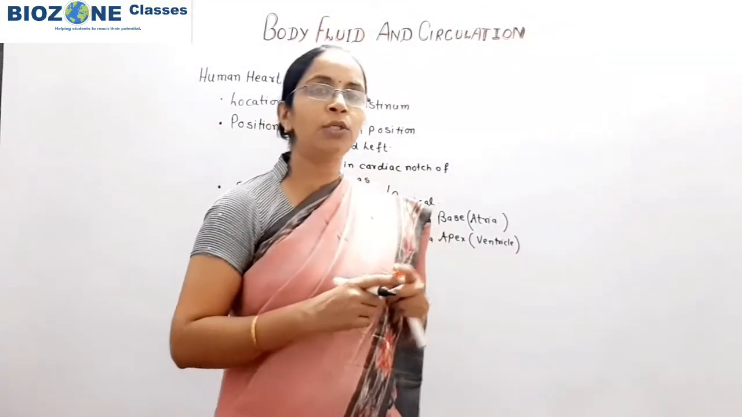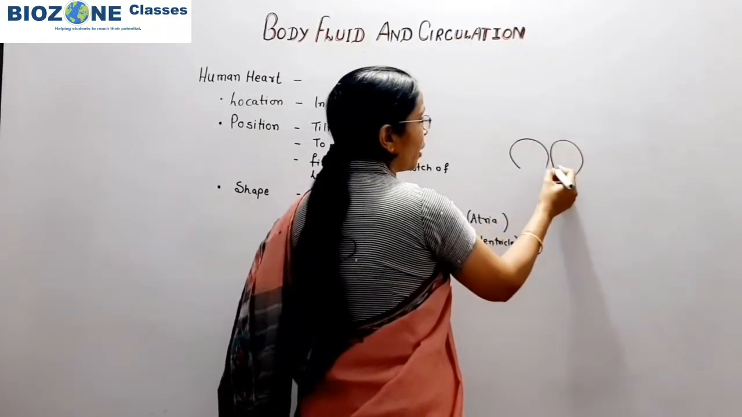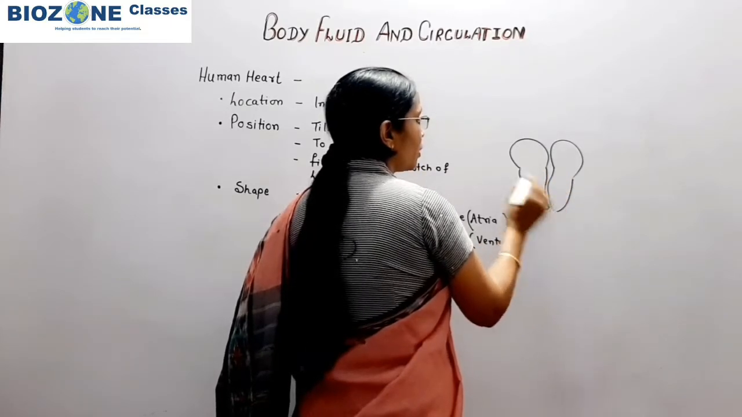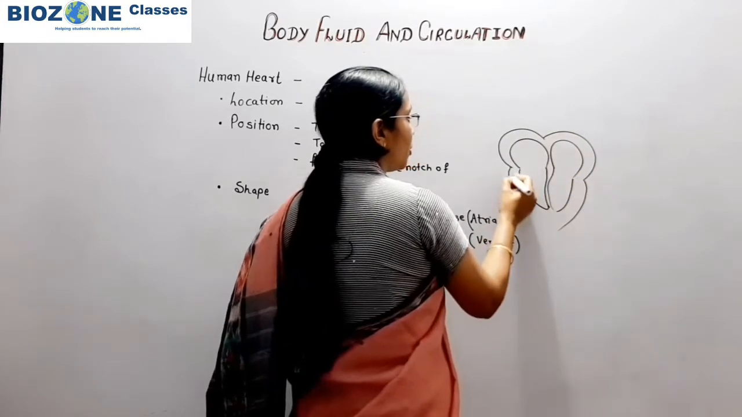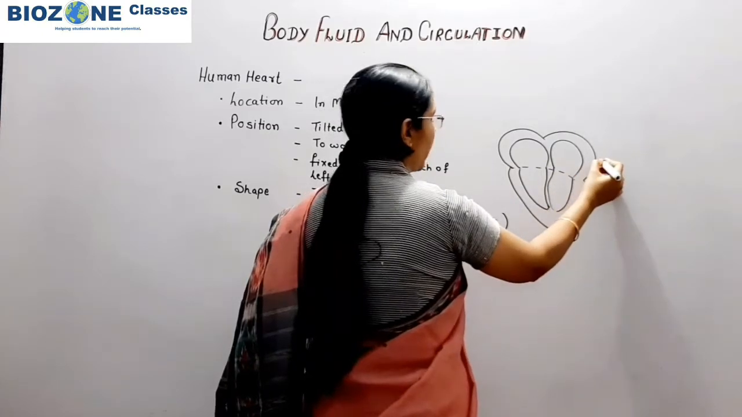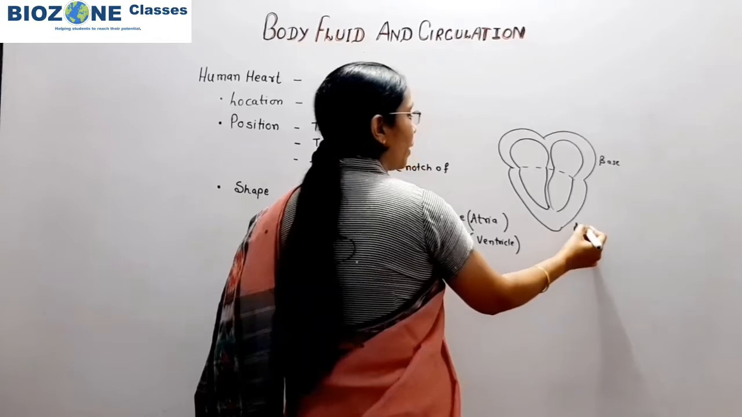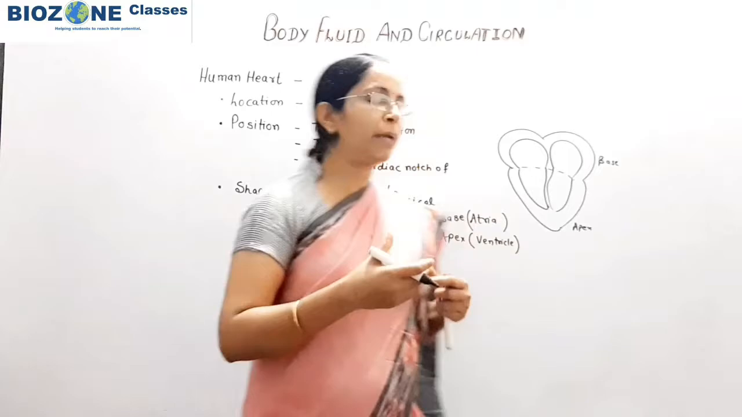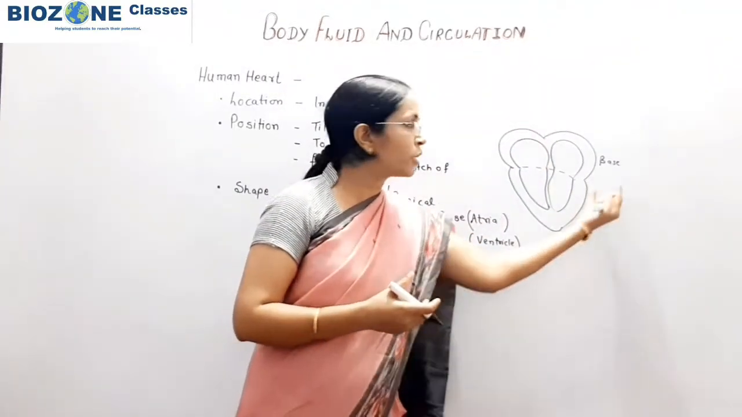Normally when making a diagram, we draw the diagram in this way, and this is the rough sketch. When we draw the structure of the heart, this broad part is called the base of the heart, and this narrow region is called the apex, because the heart is situated in this way. But when making a diagram, we draw it in this way. So remember this part.